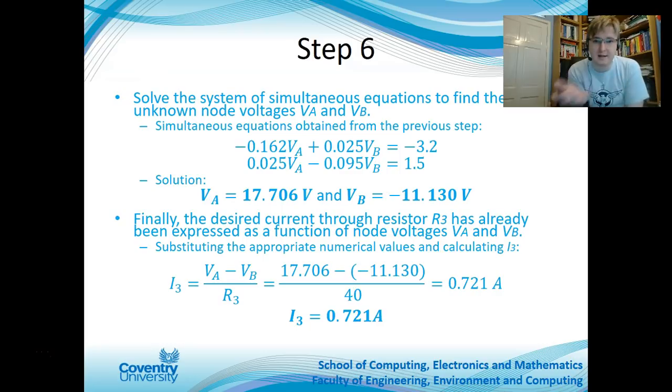Okay, and finally, you want to find the desired current through R3. So I3 is VA minus VB over R3. So you know it's 17.706 minus minus 11.130 divided by 40, which gives us 0.721 amps.